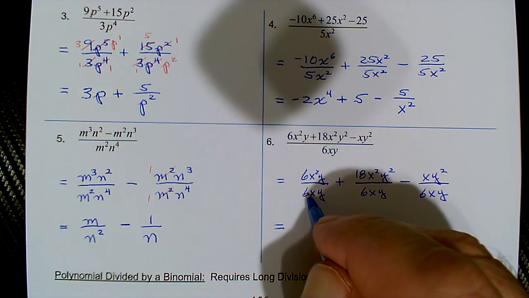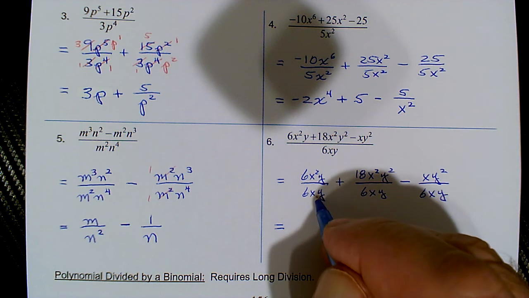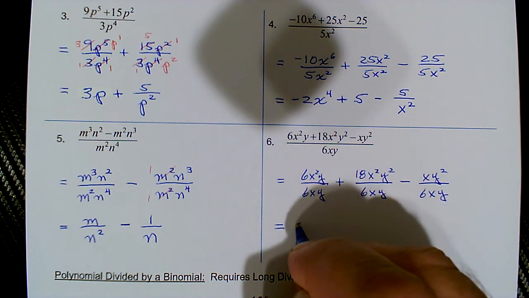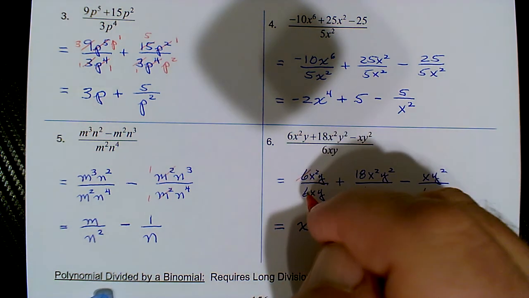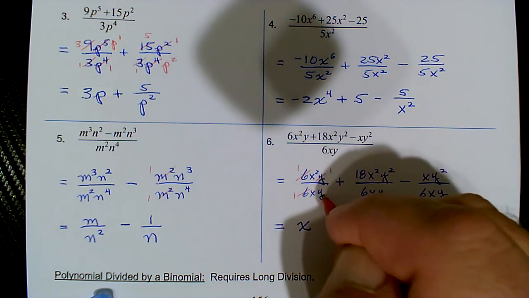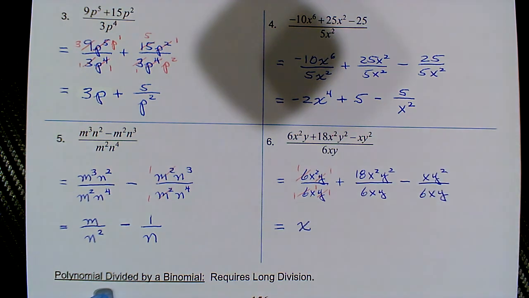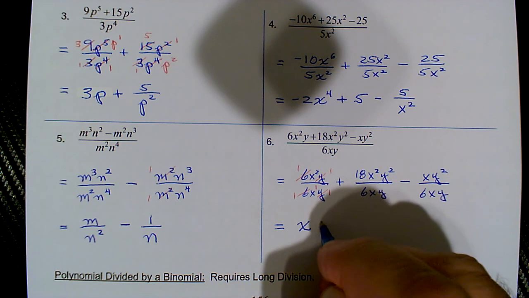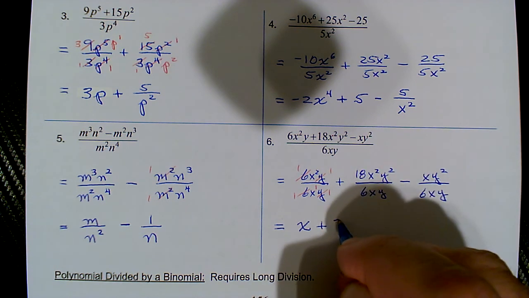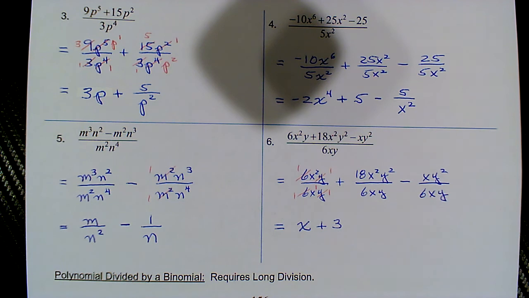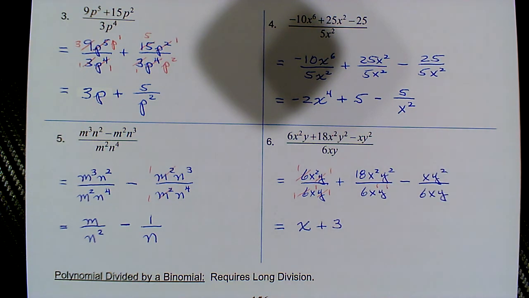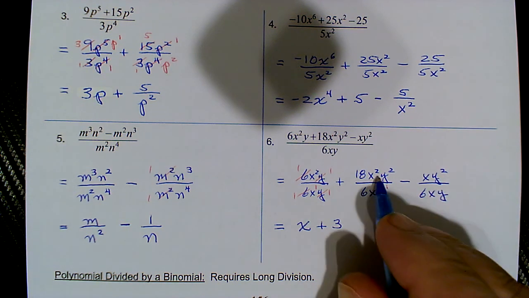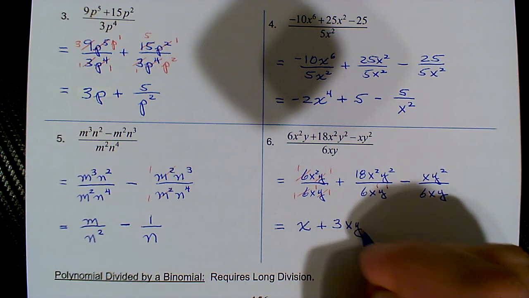Here the 6's cancel. X and x squared, we can cancel 1 factor of x, we're left with an x. And the y's cancel literally. So the only thing that really happened in this example was the x squared over x to the first. Everything else canceled neatly. Here, 6 will go into 18 3 times. This is x to the first and y to the first. Thinking about cancellation or division of common bases, there's an x and a y left in the numerator, so plus 3xy.